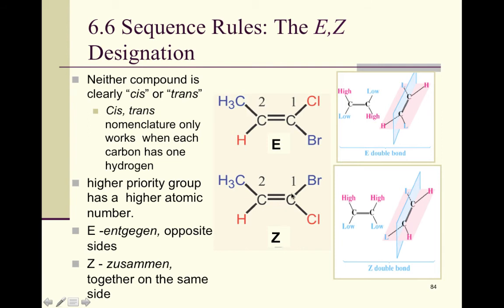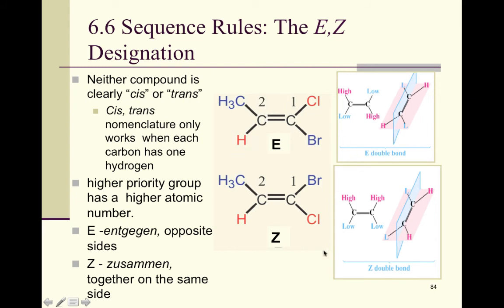They'll come up with the exact same name because this would be a 1-bromo, 1-chloro, propene. This would be a 1-chloro, 1-bromo, propene. They have the same name, but they're not the same structure. So they had to come up with a new designation that's called E and Z.